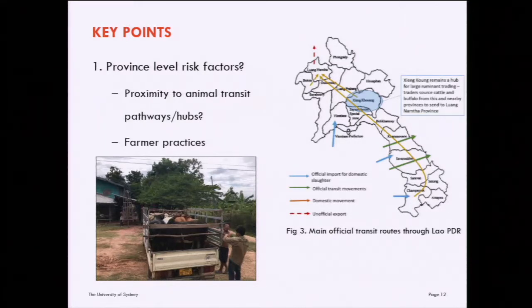And what this map shows you is that Laos is like a thoroughfare for animal trade in Southeast Asia. You've got trade from Thailand going south across to Vietnam, trade from Thailand and other parts of Southeast Asia north to China. And these are just the official movement pathways, and there are many, many unofficial ones. So this is maybe something that is facilitating the spread of disease. And of course, we predict that there are maybe farmer practices also conducive.